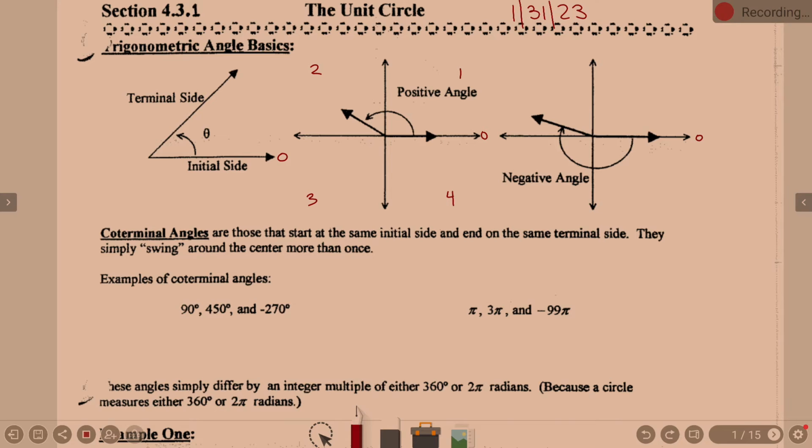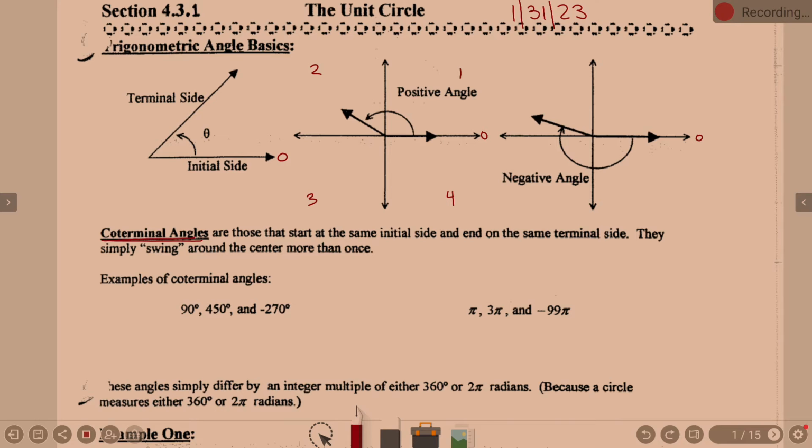Now, more vocabulary. Coterminal angles. Coterminal angles are those that start at the same initial side and end on the same terminal side. They simply swing around the center more than once. So this is the idea that every angle has multiple names. There's a name if you go positive and just go once around the circle. There's a name if you go negative to get to it. There's a name if you keep going a couple of times and then stop at it. And that's what we're going to look at.